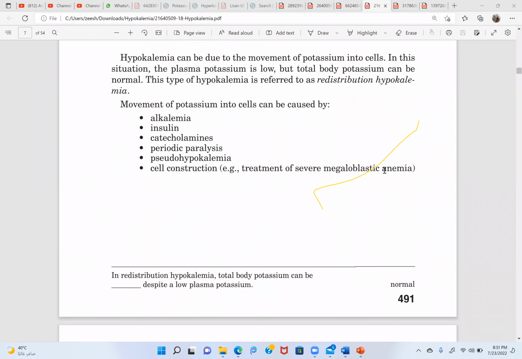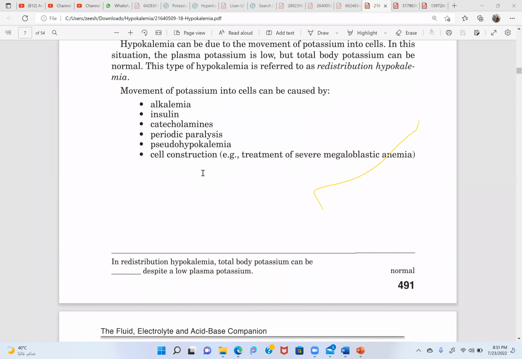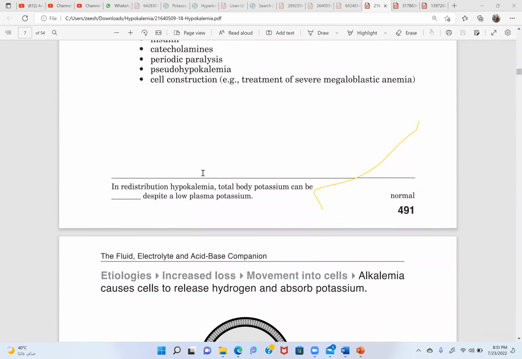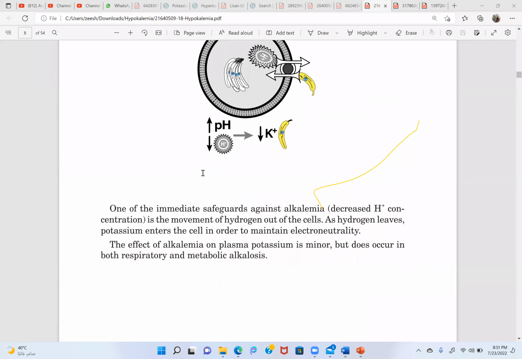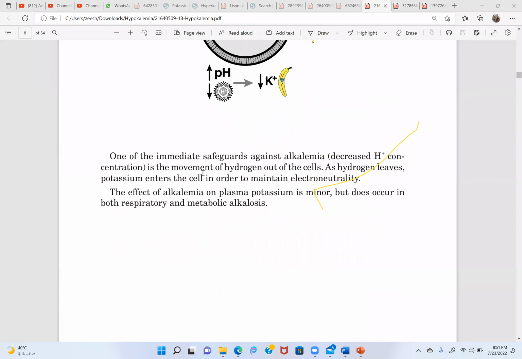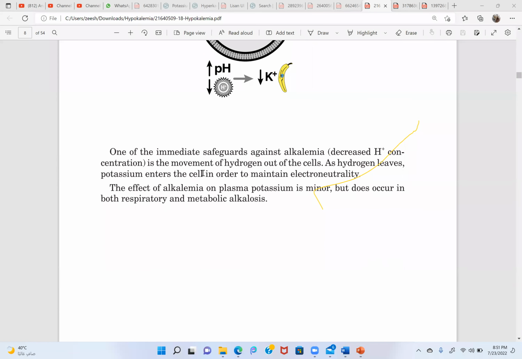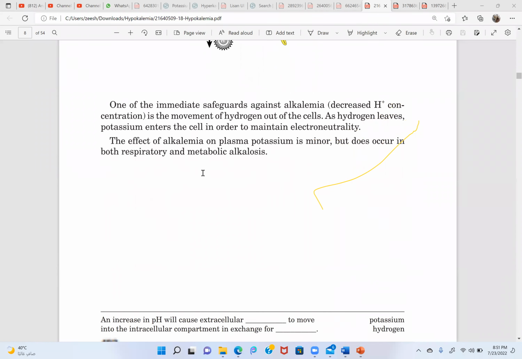Treatment of severe megaloblastic anemia. This is something new. Don't tell it in the start because maybe not everyone will be aware of these things. So just don't try to have 4 or 5 answers. Just try to have the concept. Anemia and potassium is minor, but does occur in both respiratory and metabolic alkalosis.